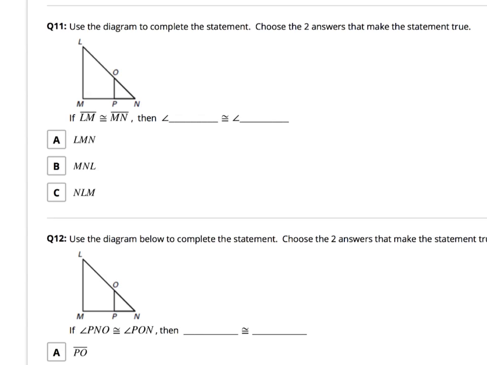Okay, here in number 11, we're going to use a diagram to complete this statement. We're going to fill in the blanks. Choose 2 answers that make it true. So 2 of these 3 go in here. We have 2 blanks, so we need to choose 2 of them.